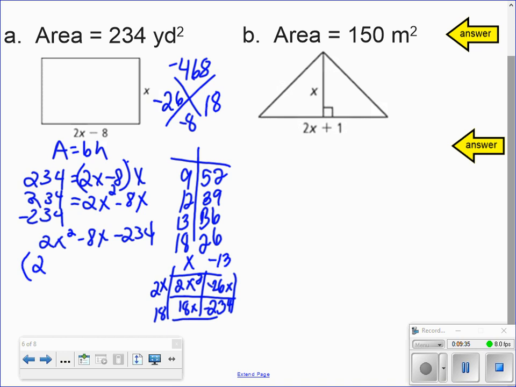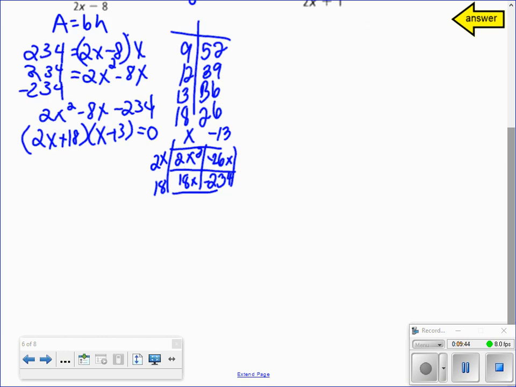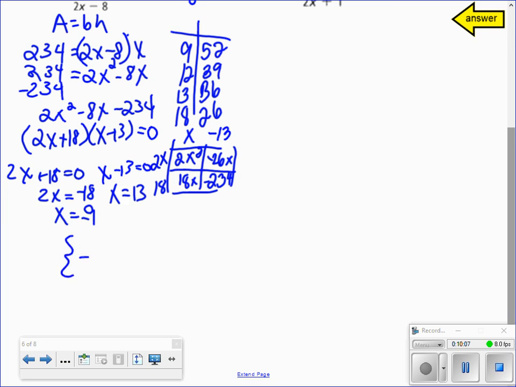Alright, so my two factors are 2x plus 18 and x minus 13 equals 0. I set each of them equal to 0, so 2x plus 18 equals 0, x minus 13 equals 0. Alright, subtract 18 on both sides, I get 2x equals negative 18. x equals negative 9. And then here I'm adding 13, so x equals 13. And so my two solutions are negative 9 and 13. However, negative 9 is not reasonable because I cannot have negative side lengths, cannot have negative dimensions.